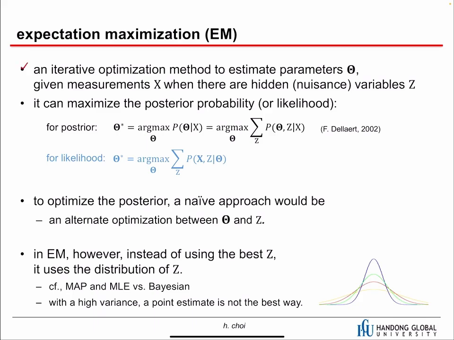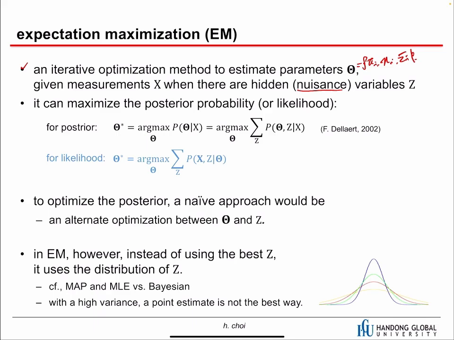And as I said, it is an iterative optimization method to estimate parameters. Parameters include pi_i, mu_i, and sigma_i, given measurements x and data samples when there are hidden or nuisance variables z. Because z is a troublemaker, the EM algorithm can maximize the posterior probability or likelihood. So expectation maximization is a general algorithm. If we have a posterior probability to maximize, then we can apply the EM algorithm.